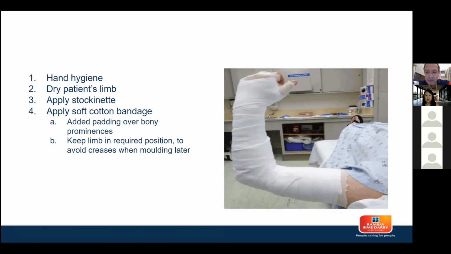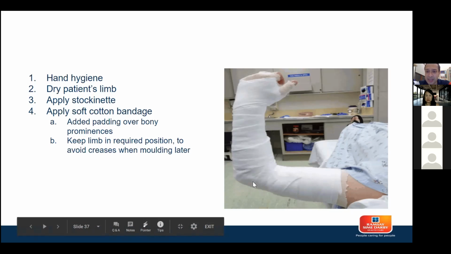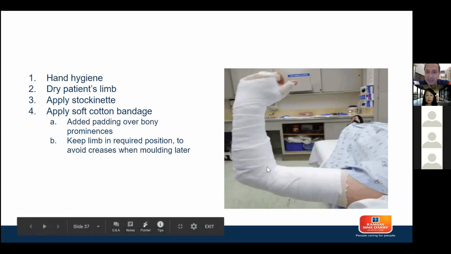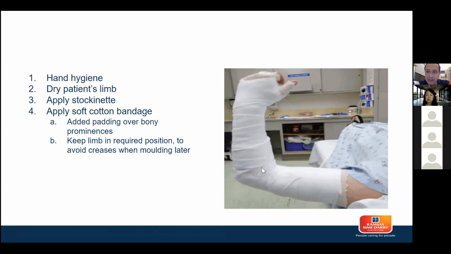Before you apply the POP, keep the limb in the required position. Like in this case, the elbow is at about 90 degrees before the cast is applied. The elbow is flexed at 90 because this is the position we want. If I apply the cast with the arm straight and then later bend it to 90 degrees, I will get kinking of the POP in this area, in the cubital fossa. And that can cause skin abrasions and problems to the wound.